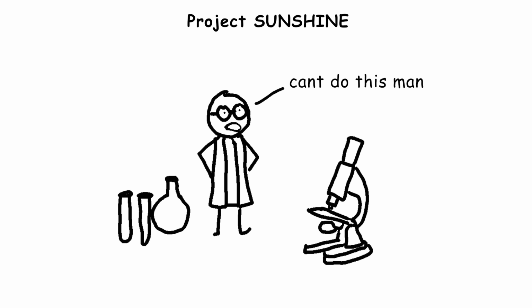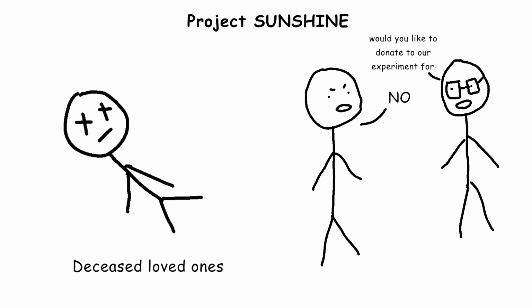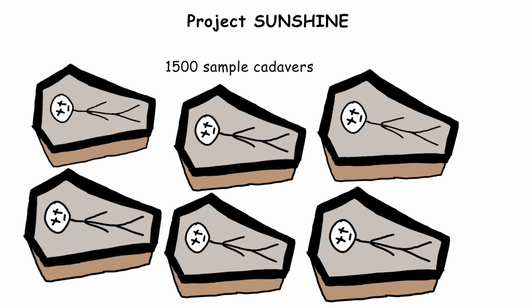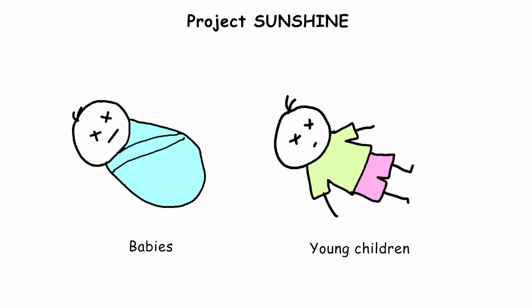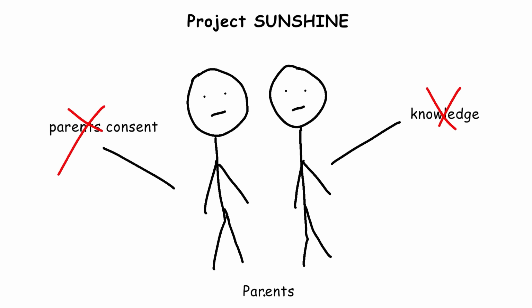Of course, this type of experiment wasn't that feasible, since doing it on live humans would be an ethical monstrosity, and there weren't many families who would like to donate their deceased loved ones to be experimented on like this. Somehow, though, 1,500 sample cadavers, mostly babies and young children, appeared out of nowhere. That's because they were taken from countries ranging from Australia to Europe, often without their parents' consent or knowledge.